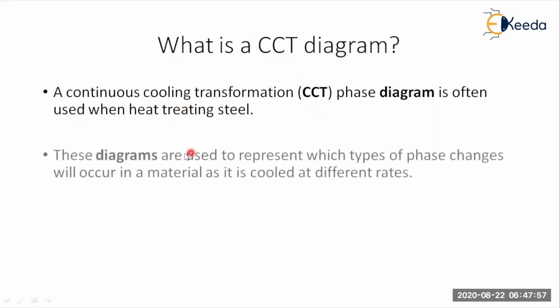Now, as I said, these diagrams are useful to represent what types of phase changes will occur in a material when it is cooled at different rates. So at different cooling rates, what is the phase of the material? That information we will get clearly from the CCT diagram, the continuous cooling transformation diagram.